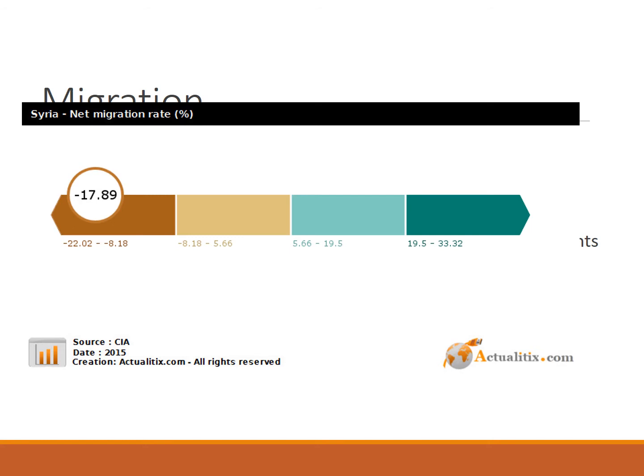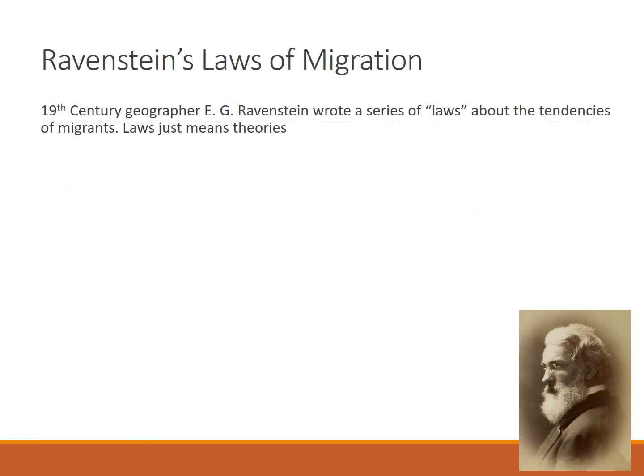All right, now here is just a little chart showing net migration and the negatives for Syria. And this, of course, would be an extreme case because Syria has succumbed to violence and civil war, and so people are doing nothing but getting out of there.